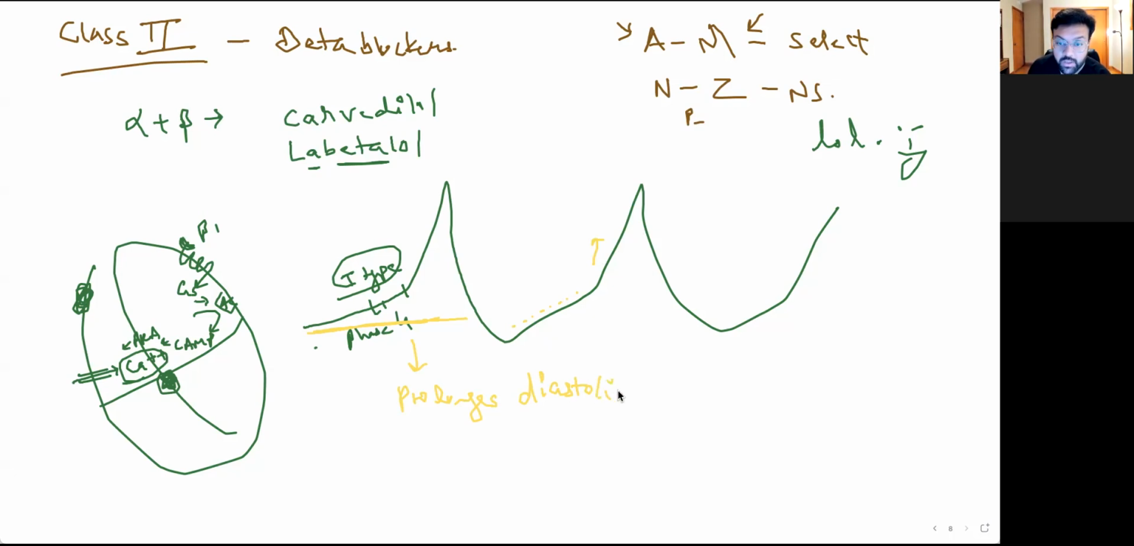Prolongs diastolic depolarization. When you give a beta blocker, which of the following actions is done by the beta blocker? It prolongs diastolic depolarization. Why? Because it blocks the last part of phase 4, which is done by the T-type calcium channel. If it prolongs diastolic depolarization, it will take a long time to reach the threshold, and then it is going to fire. Again, a very long time to reach the threshold. Now it will fire. What will happen to the heart rate?